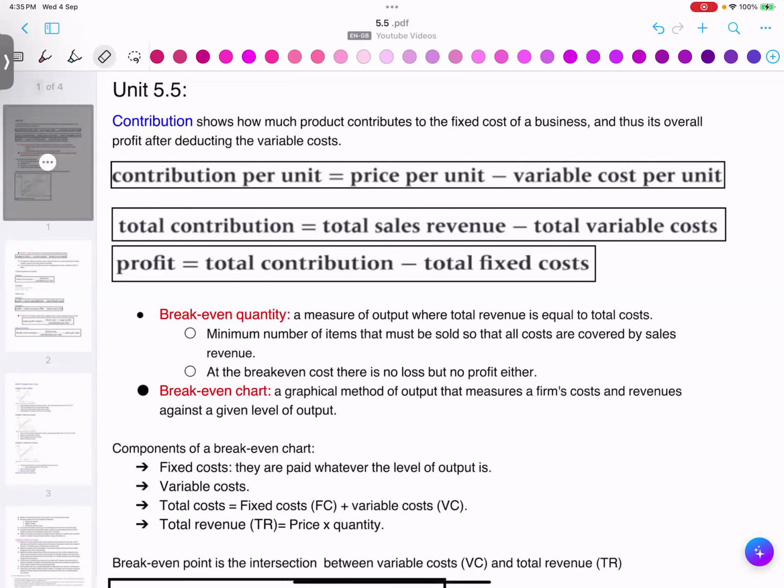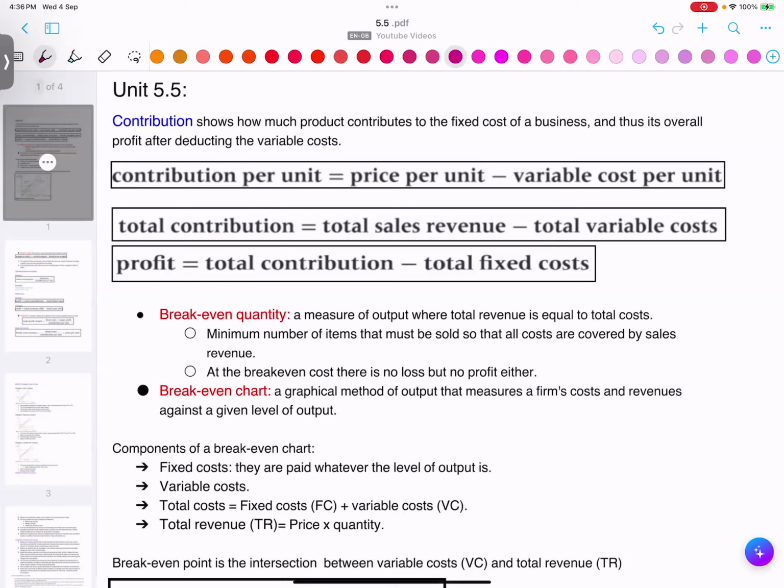Hello guys, today we're going to be doing section 5.5 of IB Business Management. This is a very crucial, important section in the IB Business Management syllabus because it comes in almost every paper too. It's really important, and personally, it's one of my favorite sections. So let us begin. Firstly, we're going to be talking about what contribution is.